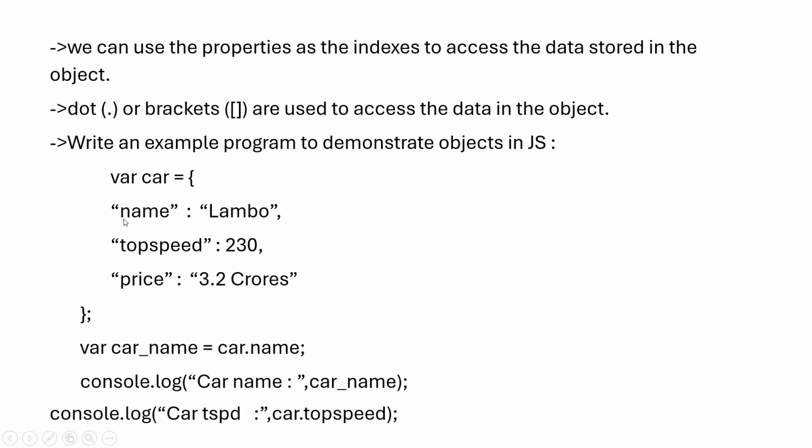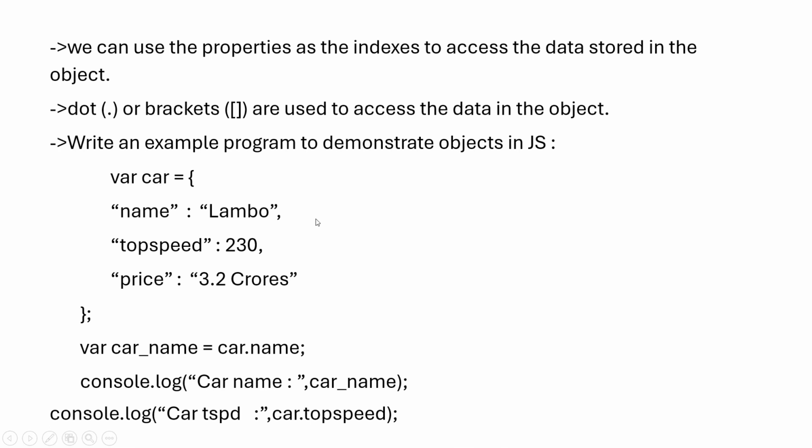Here we can use the dot operator like this, where name is equal to car dot name, which means car is the name of the object, and name is the variable where I am storing this car dot name, this Lambo value. Car dot name will contain Lambo. Next, console.log car name. We are printing the name of the car, and here car dot top speed will print the top speed of the car. Car dot top speed means it will access the data from the top speed property which is present in the car object.